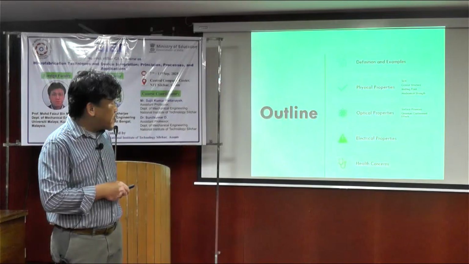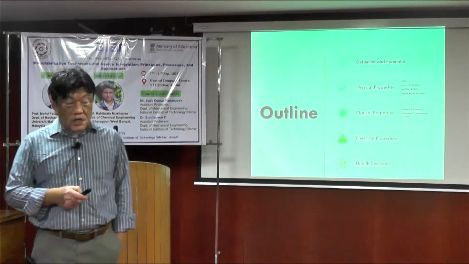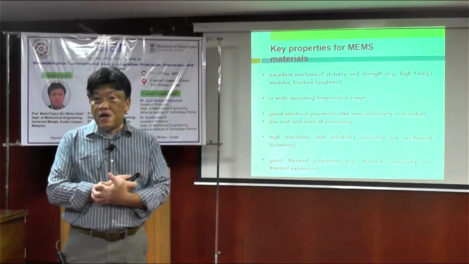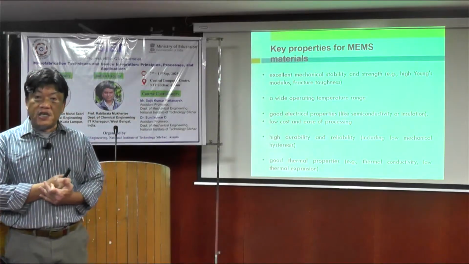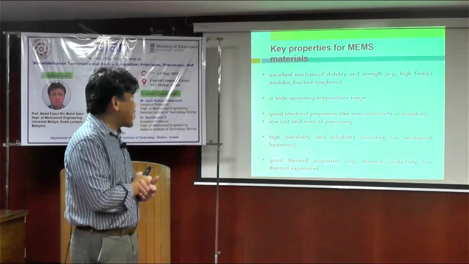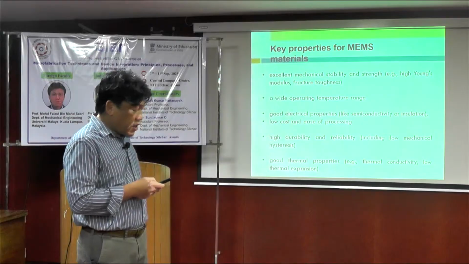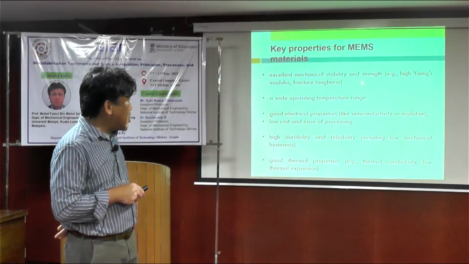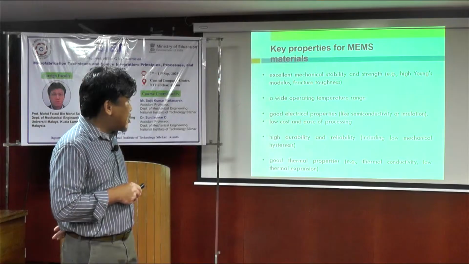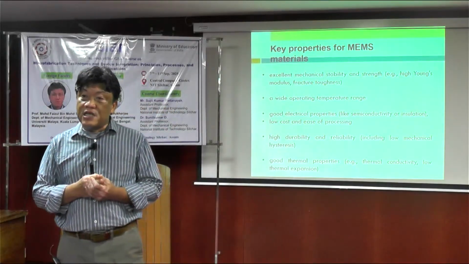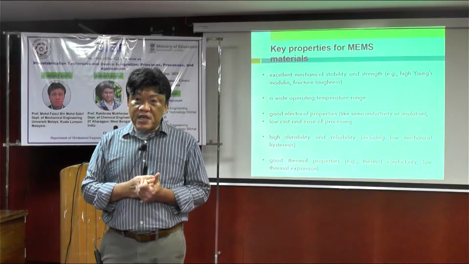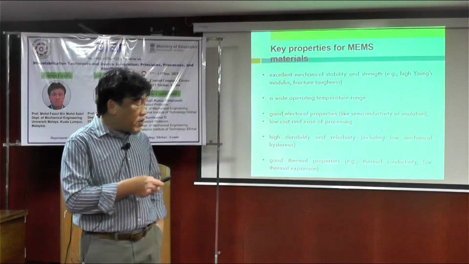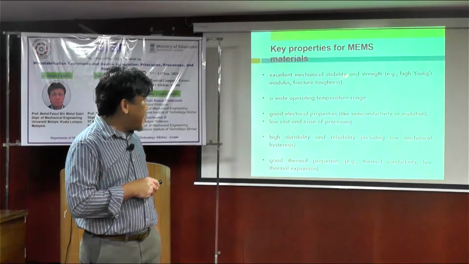And of course, the first part is the criteria of the materials itself. So let's start with the key properties for MEMS materials. There are a number of properties which need to be considered from the beginning of the process, before we start talking about the device itself. We need to consider that the material has excellent mechanical stability and strength, for example high Young's modulus, fracture toughness, etc. We have to remember that we are designing something at the small scale, so the material has to function and be robust enough. That is where we need to think of mechanical stability and strength.